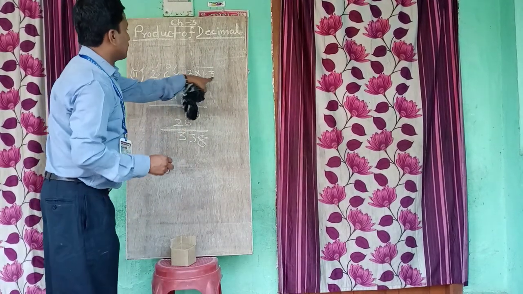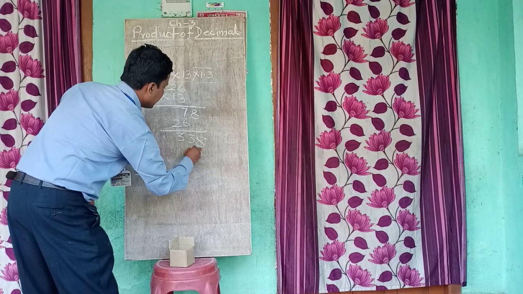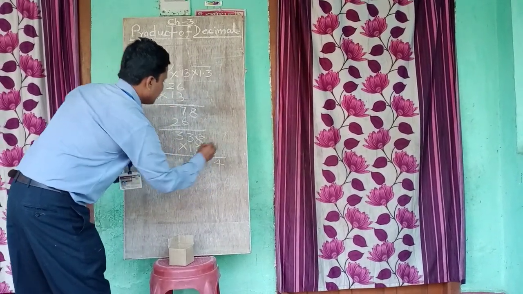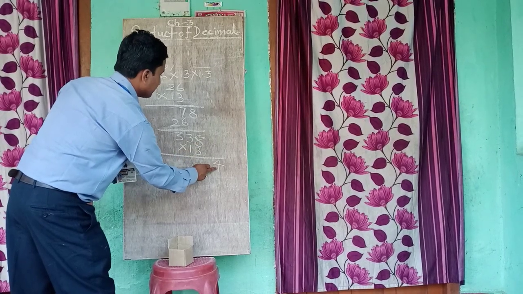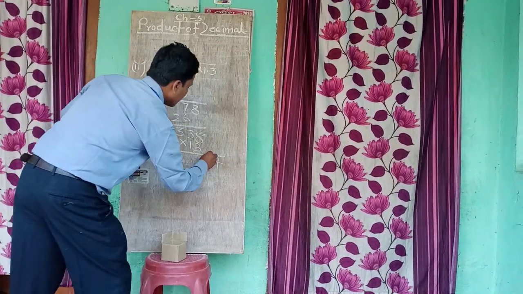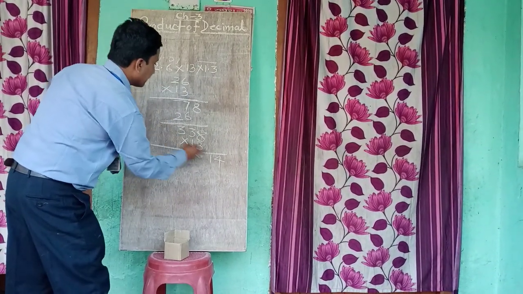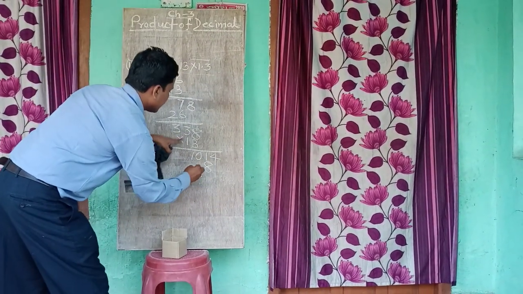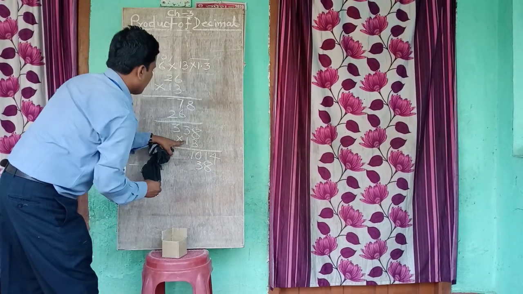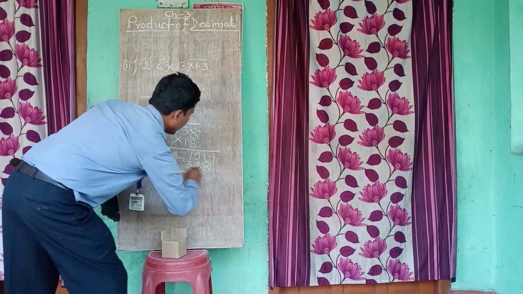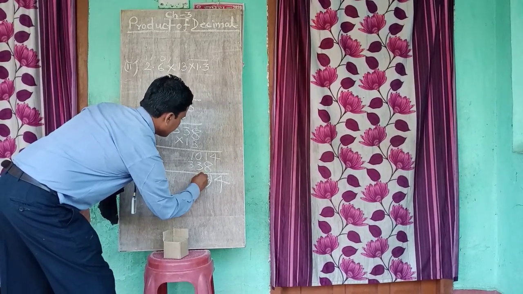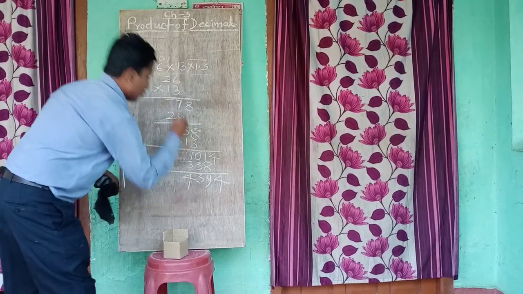Again the next number is 1.3, so write 13. Multiply it. 3 eights are 24. 3 eights are 24. 3 threes are 9. 2, 11. 3 threes are 9. 1, 10. 1 eight is 8. 1 three is 3. 1 three is 3. Now add: 4, 9, 3 and 4.